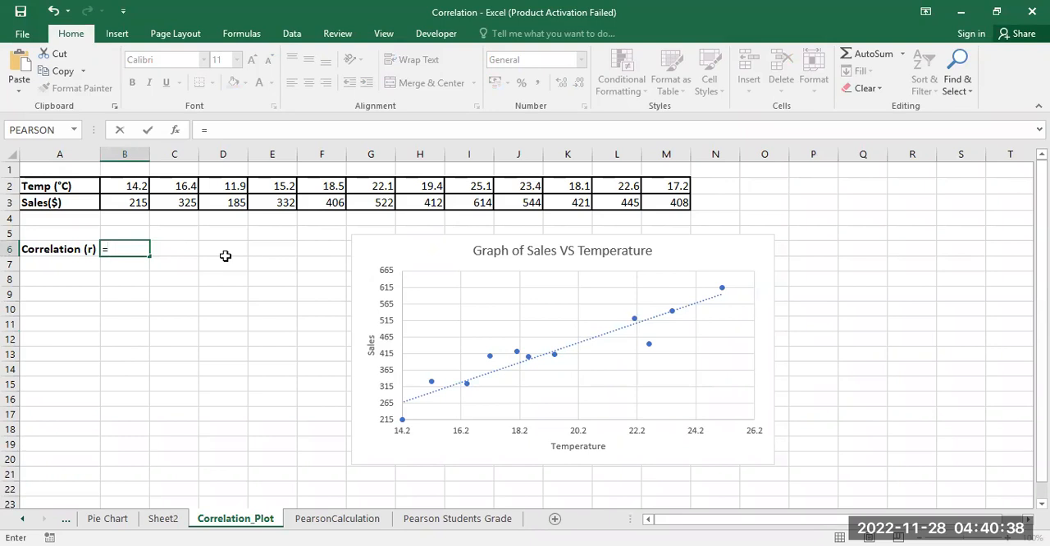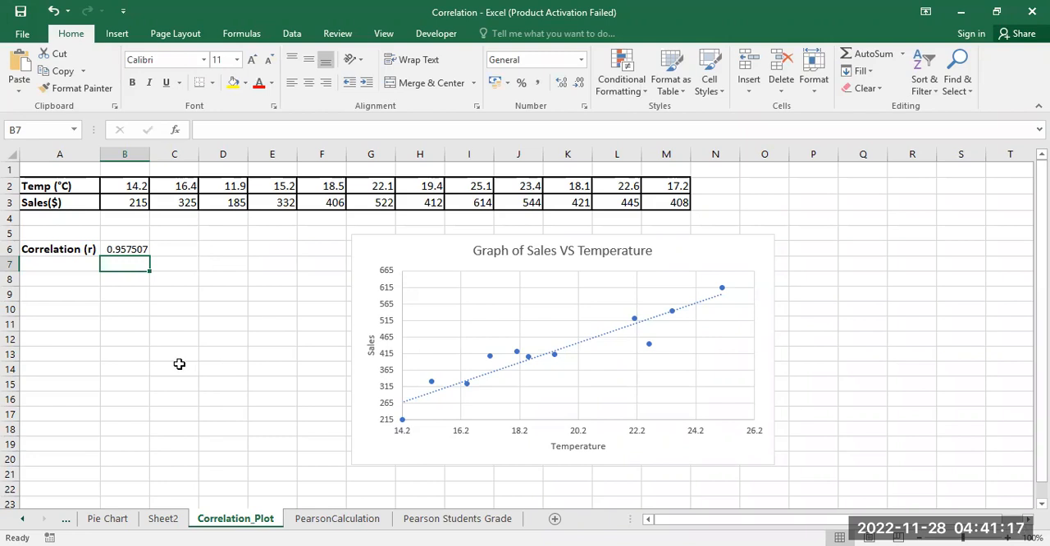So as usual, I type my Pearson and then also supply the range of data. So the first array is going to be my temperature, which are all the values in these boxes. And then I put a comma and click the second variable, which are the cells, and then close and press my enter key. You can see in this case, I have a value of 0.9575, which is very, very close to +1.